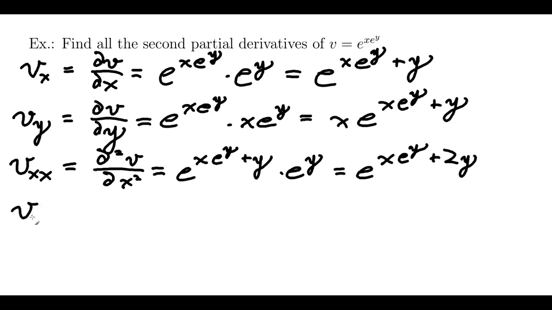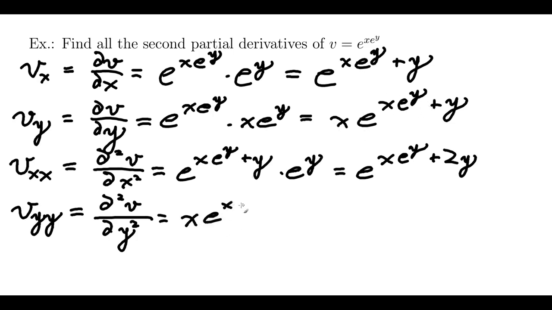The other pure partial derivative would be v sub yy, and that is the second partial of v with respect to y. Now we look at v sub y, this one right here, and take its partial with respect to y. It's starting with an x, that's constant. It's a constant factor, so we can leave it alone. That's multiplied by an exponential function. So we have that natural exponential function itself, e to the power of x e to the y plus y, times the derivative of what's inside, so that exponent.